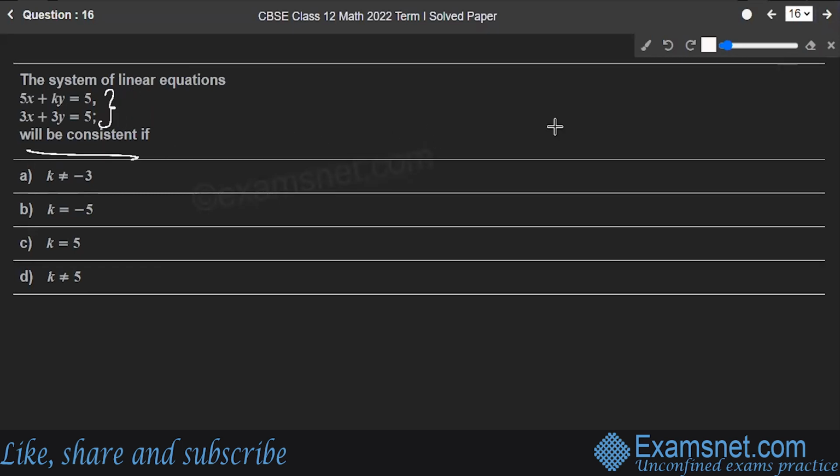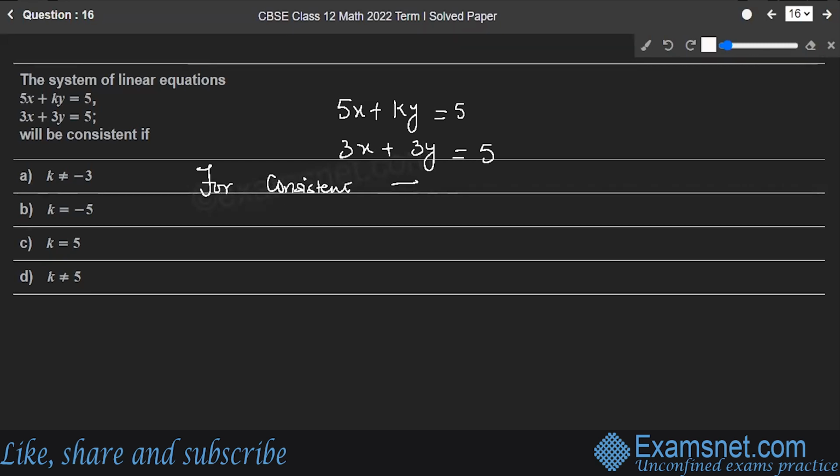This will be consistent. If consistent, that means they will have a solution. The system of linear equations is given by 5x plus ky is equal to 5, 3x plus 3y is equal to 5. Now for consistent, what is the condition? That a1 upon a2 is not equal to b1 upon b2 is not equal to c1 upon c2. That means they are intersecting lines.